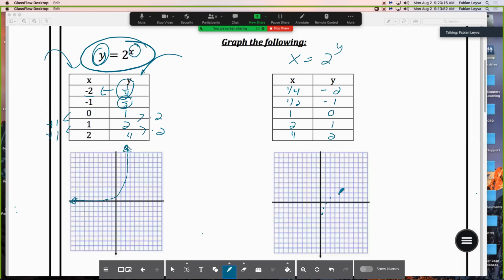And just like before, notice that when I go to my x values, they're getting cut in half and half and half. There is no way that I'm going to be able to get to 0. So I'm just going to go ahead and get it really close, but not exact. Then I know it's going to go on forever like this.